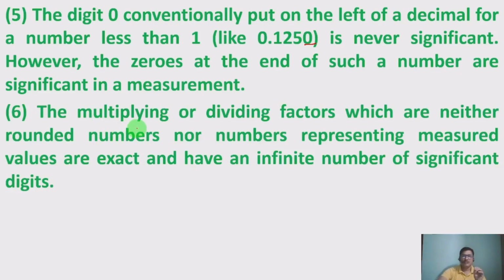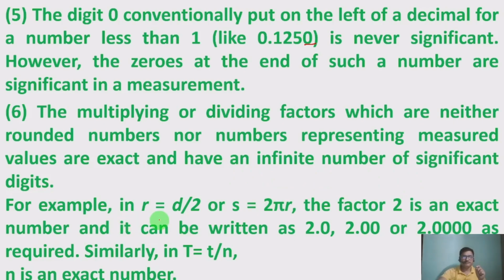The sixth observation is that multiplying or dividing factors which are neither rounded numbers nor numbers representing measured values are exact and have an infinite number of significant digits. For example, in radius r equal to d by 2, diameter by 2, or surface area equal to 2 pi r, the factor 2 is an exact number. The 2 is an exact number and it can be written as 2.0, 2.00 or 2.000 as required.